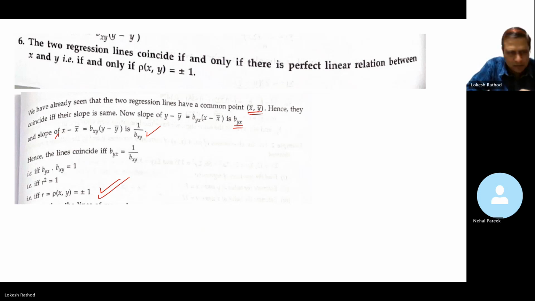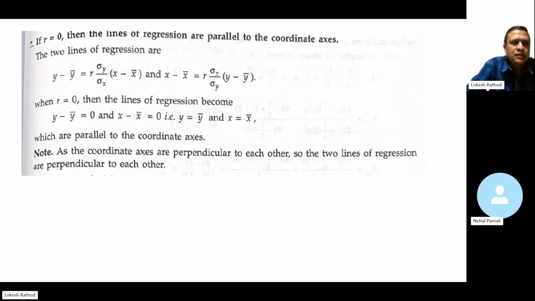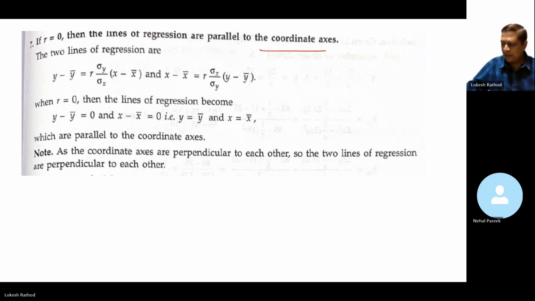Yeah. So keep this thing also in mind. If r is 0, that is, there's no correlation, then the lines of regression are parallel to the coordinate axes. This also I noted down. If r is 0, lines are parallel to the coordinate axes, that is either the x-axis or the y-axis. Right?